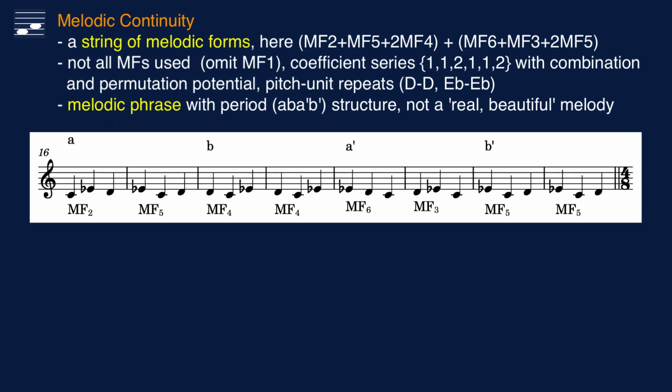You'll understand that this already offers numerous combination options. In my selection, I wanted to show that this may lead to repeated pitch units in the continuity, such as D, D and E flat, E flat. Although the result is not a real melody with a nice, beautiful pitch curve, it has a period structure with 4 subphrases A, B, A, B, with antecedent consequent character.